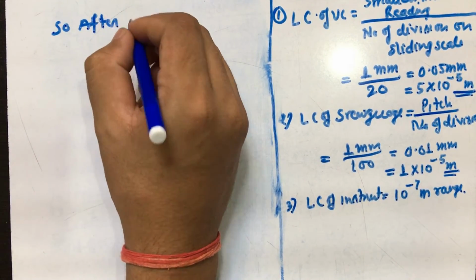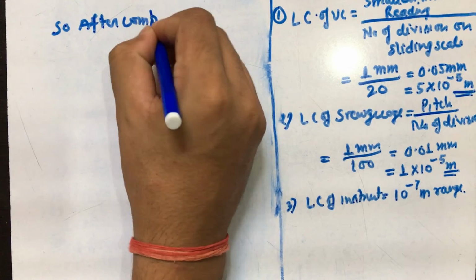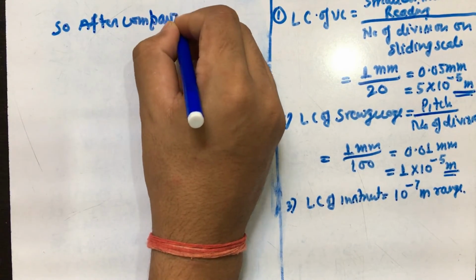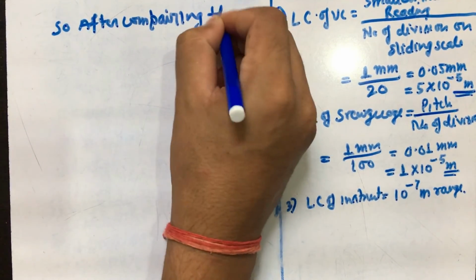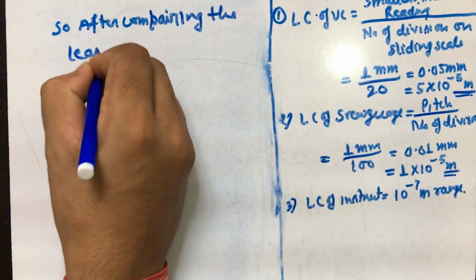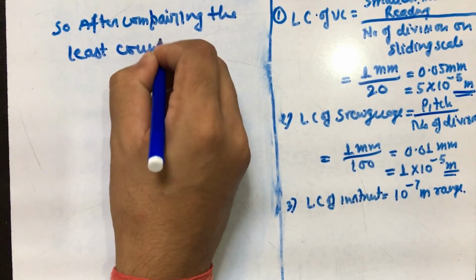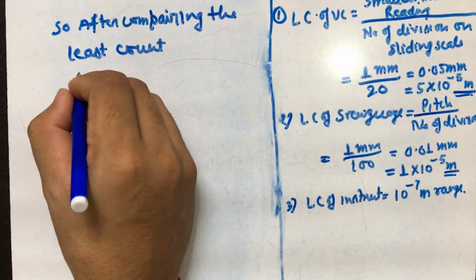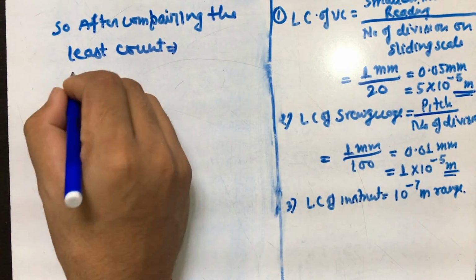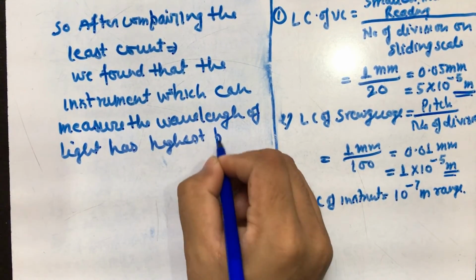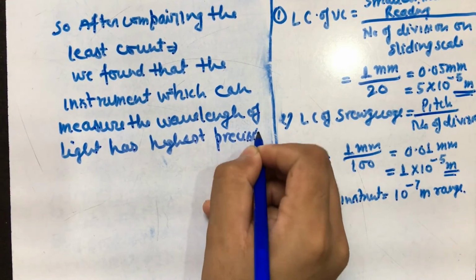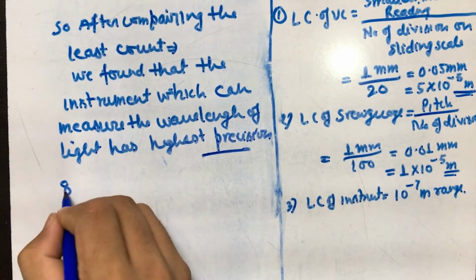After comparing the least counts of the various devices, we found that the least count of the optical device is less in comparison to all 3. Lesser the least count, higher the precision. So the most precise device will be the optical instrument, which is option C, the third one.